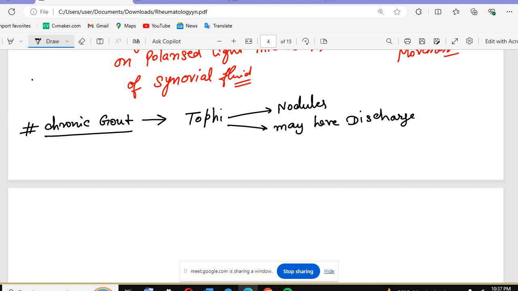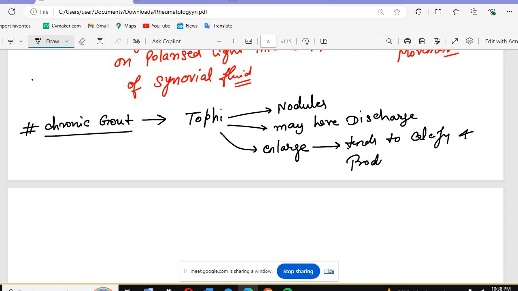And if this tophus, for example, becomes enlarged, what you will see is that they tend to calcify. And what will they do? They will produce the symptoms.